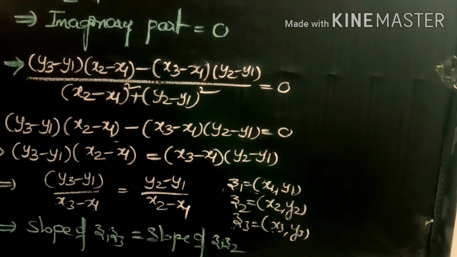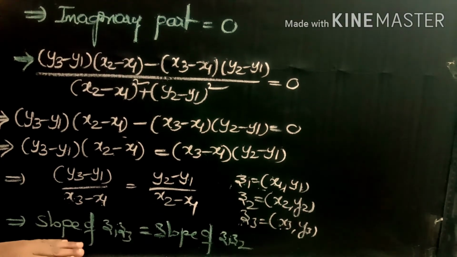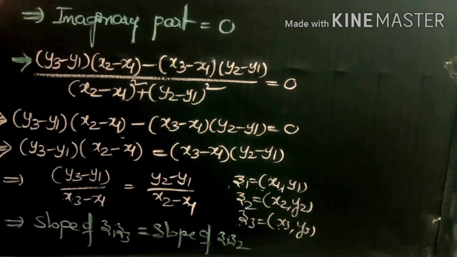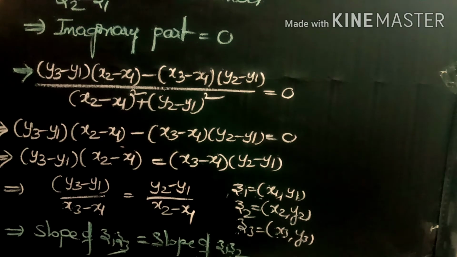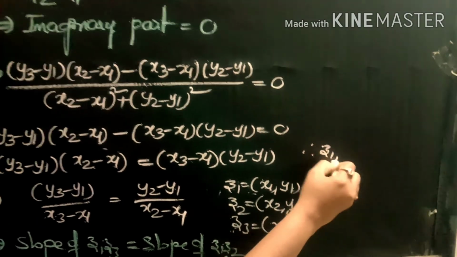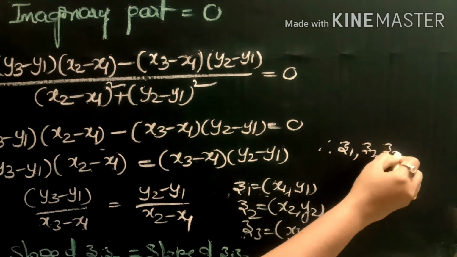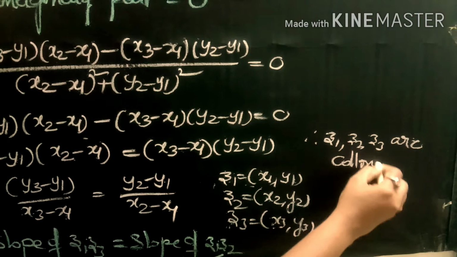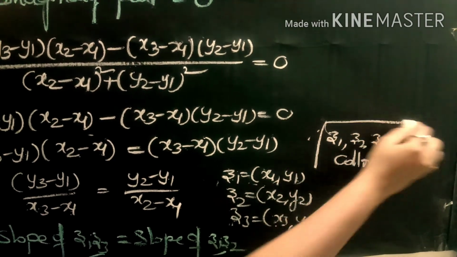So clearly here we get the answer: the slope of Z1 Z3 is equal to the slope of Z1 Z2. The slope of Z1 Z2 being equal to the slope of Z1 Z3 means the points Z1, Z2, Z3 are collinear. Therefore the points Z1, Z2, Z3 are collinear, which is the required answer. That's all.